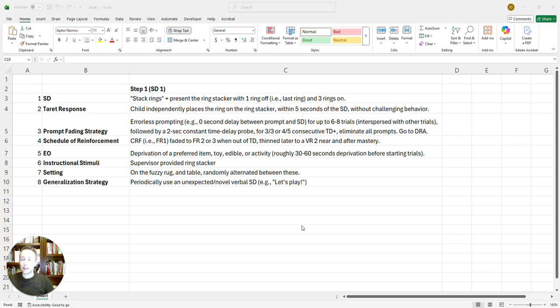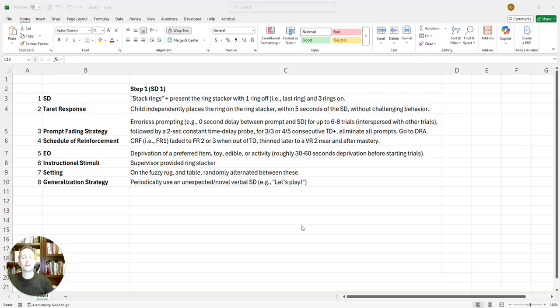All right, and so if you see that target response occur for 3 out of 3 or 4 out of 5 consecutive time delay trials, that's the point at which you can stop prompting completely, eliminate all prompts, and then you would go to DRA, which is just differential reinforcement. It's placing incorrect responses on extinction, and correct responses are scheduled for reinforcement.